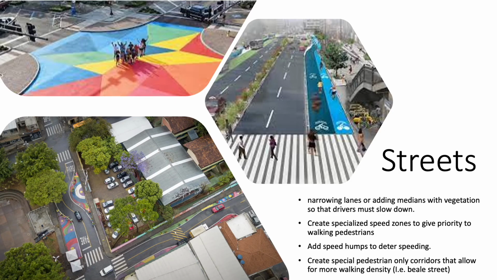And the last thing we want to look at is streets. So you can see from these examples, there's been a lot of creative things done here. And really our ultimate goal is to slow down traffic. Slower traffic just equals less accidents, and people feel more safe walking next to the road that way.